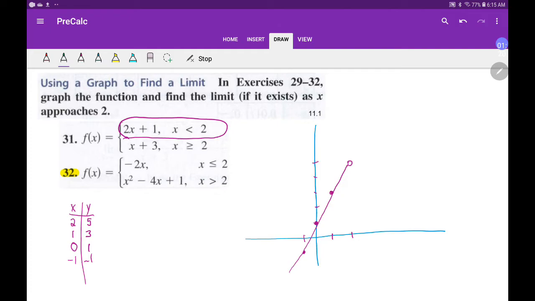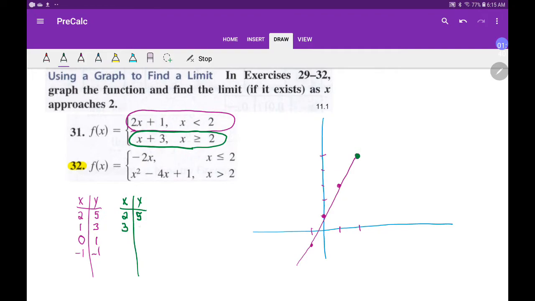And then for the other one, when I'm allowed to be 2 or greater, here we go, what happens when I'm 2? Well, I get the same thing, 5, so I'm going to fill in that dot with the green because I'm allowed to be there. And 3 then, 3 plus 3 is 6. 4 plus 3 is 7. 5 plus 3 is 8.